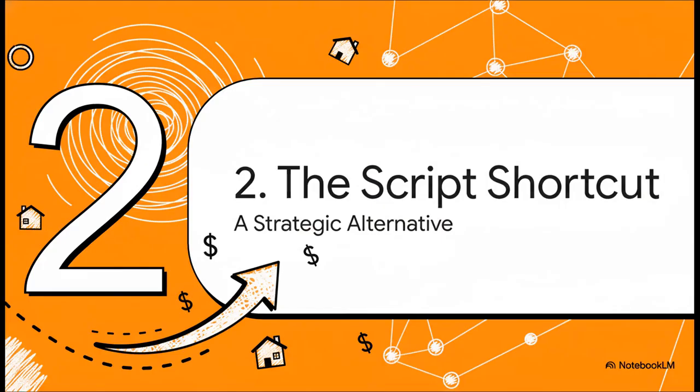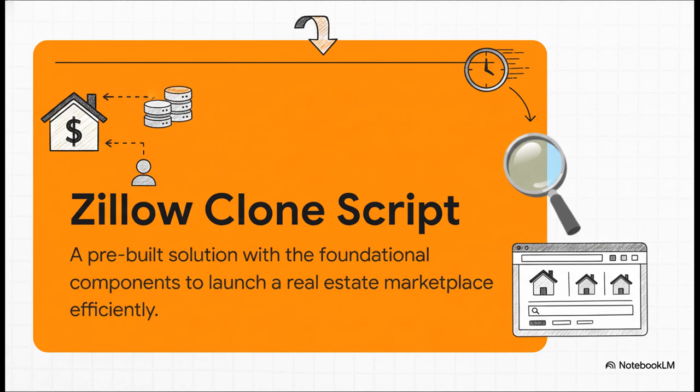But that brings us right to section 2, and honestly, the hero of our story today, the clone script shortcut. This is the smart alternative that lets you sidestep a lot of those early, painful challenges. So what in the world is a Zillow clone script exactly? You can think of it like this. It's a ready-made software kit. It gives you all those core building blocks: the listing system, the user accounts, the basic search, already built and working together. It lets you launch your marketplace in a fraction of the time.